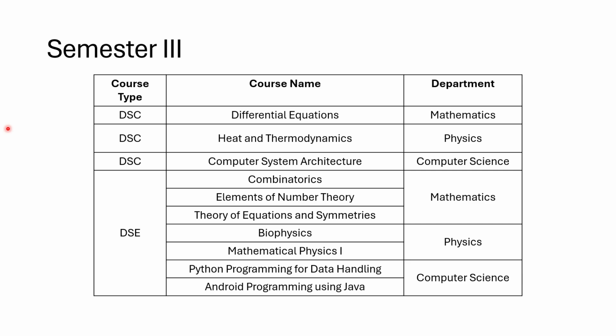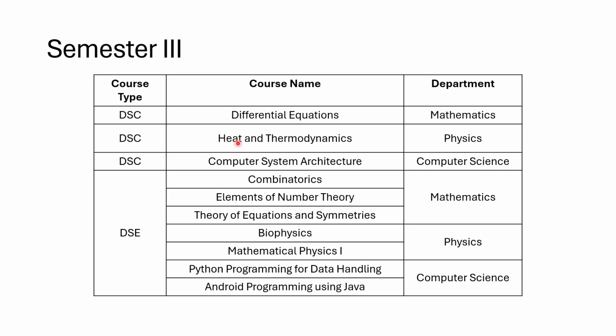Coming back to semester 3, you have differential equations from mathematics, heat and thermodynamics from physics, computer systems architecture from computer science. Now, this course will be actually renamed into computer organization and architecture, and they will modify the syllabus a bit as well, with more focus towards computer organization. That thing will happen.